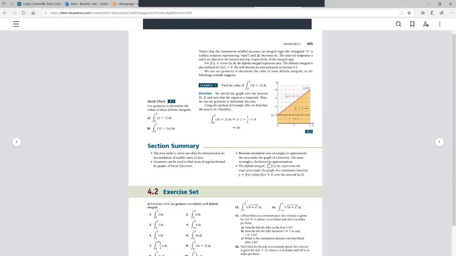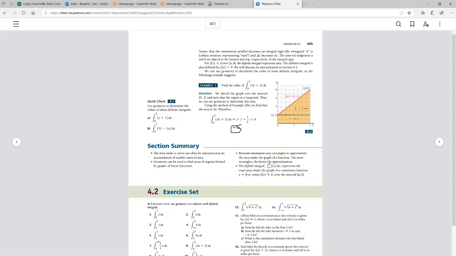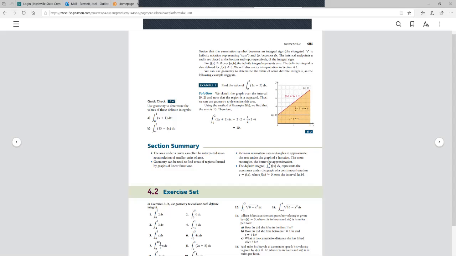So here's what we do. We evaluate the integral, and we end up getting 10, which means the area underneath that function as x goes from 0 to 2, the area of all of this, is 10. Now, how did they get that?